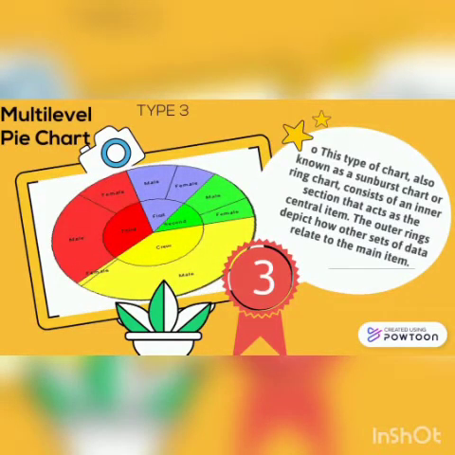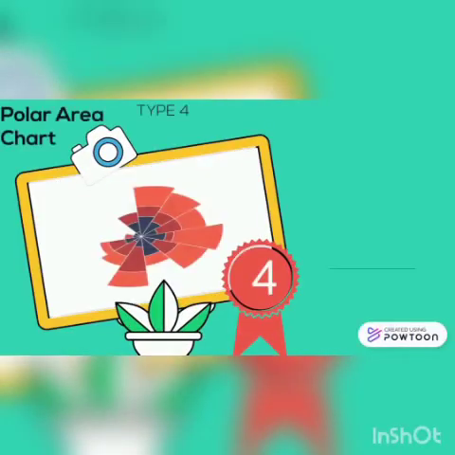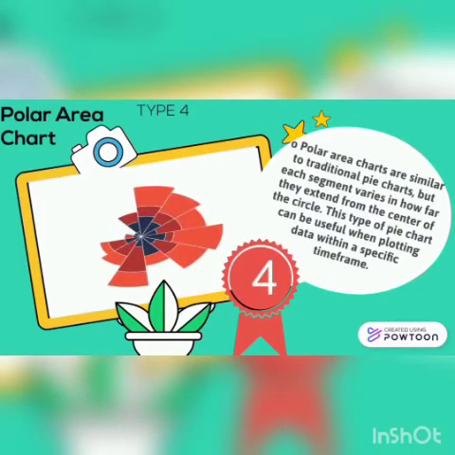Okay, type 3, multi-level pie chart. This type of chart, also known as a sunburst chart or a ring chart, consists of an inner section that acts as the central item. The other rings depict how others relate to it. Okay, type 4, polar area chart. Polar area charts are similar to traditional pie charts, but each segment varies in how far they extend from the center of the circle. This type of pie chart can be useful when plotting data within a specific time frame.